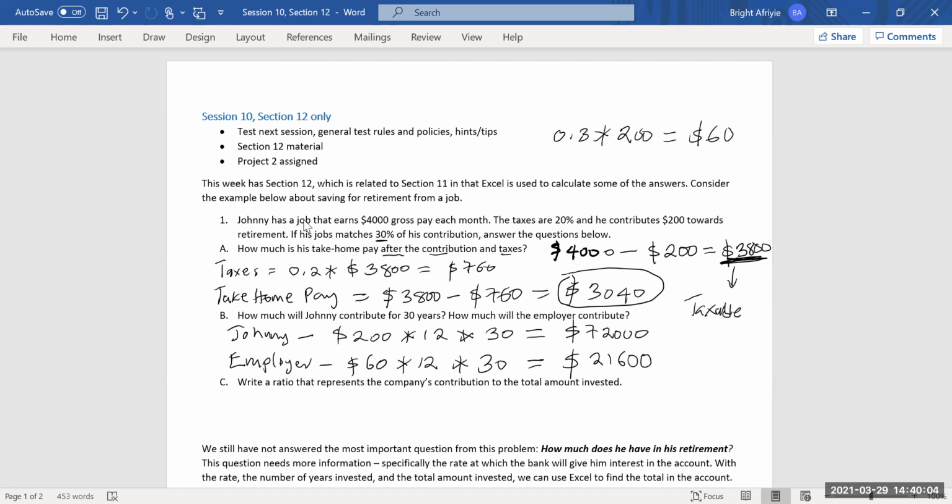Nice. Now it says to write a ratio that represents the company's contribution to the total amount invested. So we want the company's contribution divided by the total amount. What we're doing is we want the company's contribution over the total contribution.